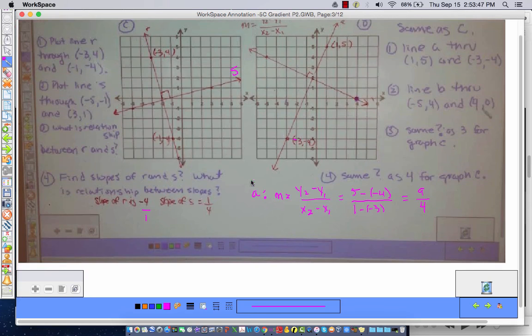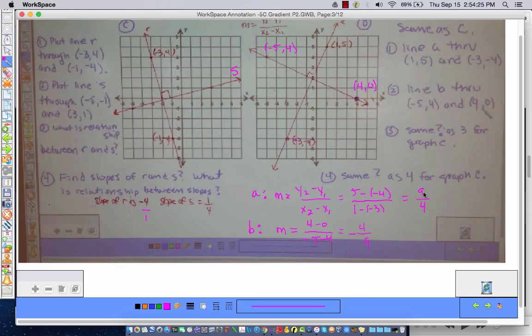For line B, I'm going to do the same thing, and the gradient would be equal to, here's line B, and let's just get the points correct, that's where it was messed up. 4, 0, and -5, 4. So it would be 4 minus 0 for the change in y over -5 minus 4, the change in x. So that's equal to 4 over -9, which makes the whole thing negative.